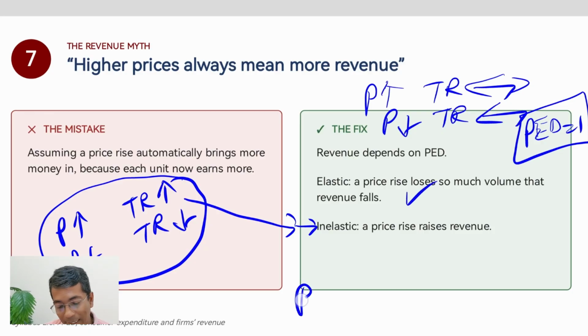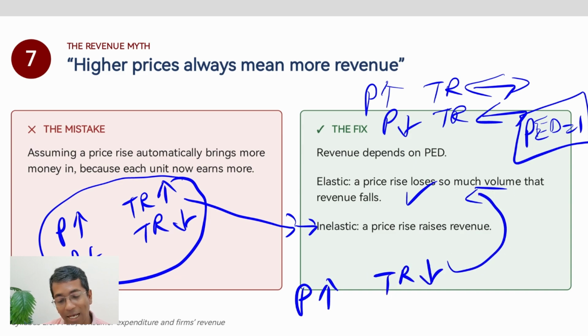So how can I write it? I can say that if the price is going up and the total revenue is coming down, it means the demand is price elastic. And in the same way, when the price is coming down and the total revenue is going up, it means the same thing, that the demand is price elastic.